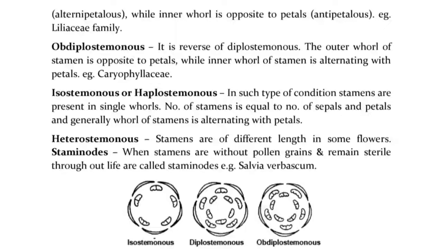Isostemonous or haplostemonous: in such a condition, stamens are present in a single whorl. The number of stamens is equal to the number of sepals and petals, and generally the whorl of stamens is alternating with petals. Heterostemonous: stamens are of different lengths in some flowers. Staminodes: when stamens are without pollen grains or remain sterile throughout life, they are called staminodes, e.g. Salvia, Verbascum.